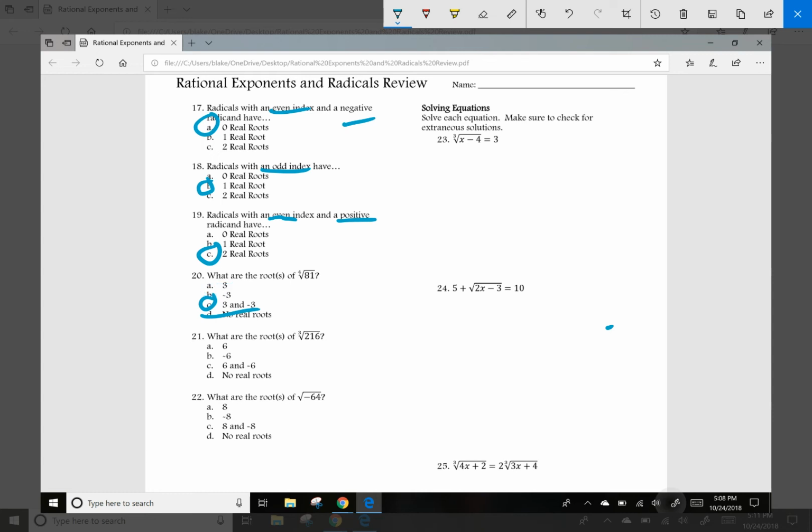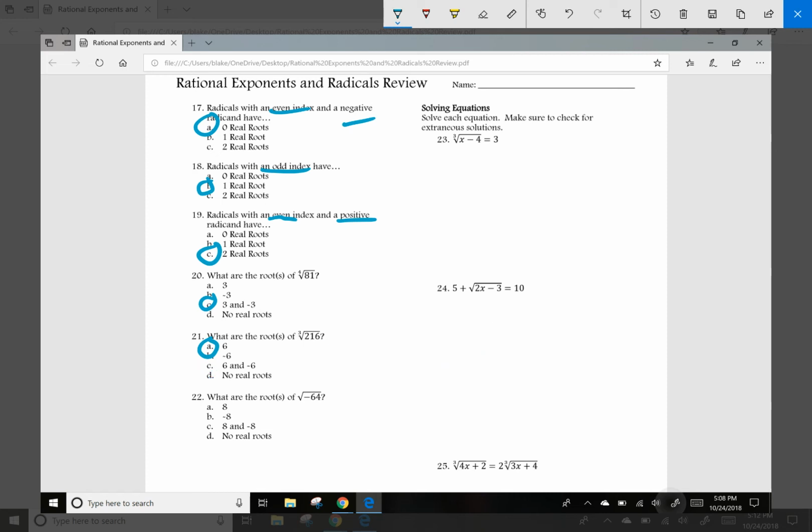So number 21 has an odd index. So I know it's only going to have 1 solution, because odd indexes have 1 solution. So it's not C or D. Now because of the positive number on the inside, I know my solution is also positive. So it means A is the solution. If it was the cube root of negative 216, then the answer would be negative 6, but it's a positive 216, so the answer is a positive 6.